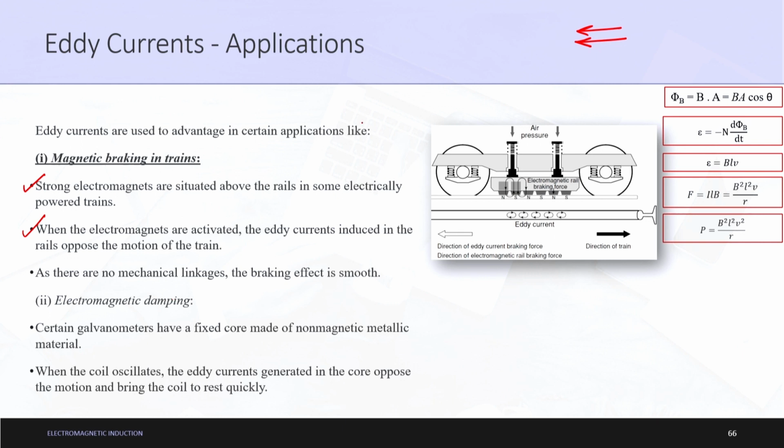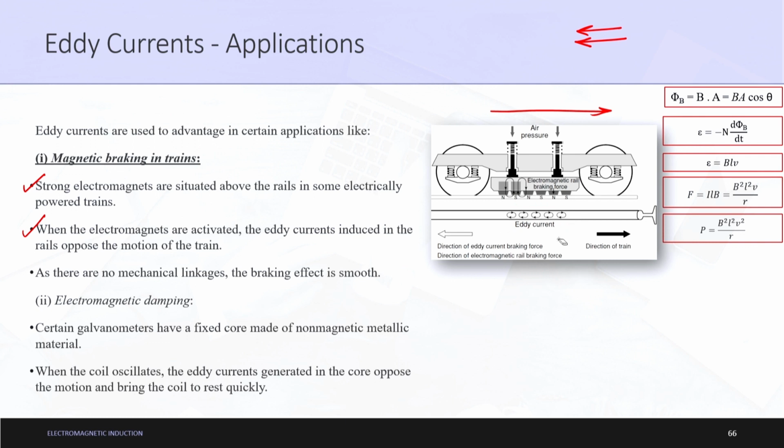When the electromagnets are activated, the eddy currents induced in the rail oppose the motion of the train. If this is the direction of the train, then this is the direction of the eddy currents. If you can see clearly, the direction of eddy currents is in clockwise sense. That means the induced force will be opposite. We have already learned this concept when talking about motional electromotive force, that it will try to oppose the force of the induced electric current, and hence there will be a direction. In this direction the braking force will act, and hence the braking of the train will happen.